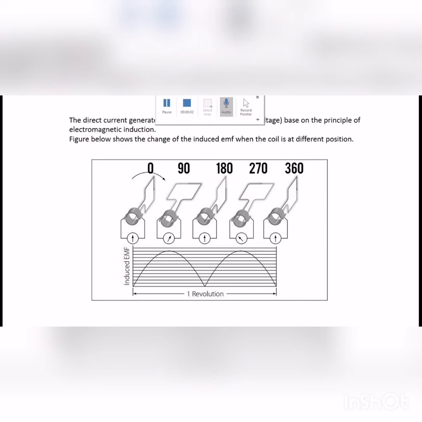Hi everyone, I'm Elise. As you can see, the figure below shows the change of induced EMF when the coil is at different positions. The direct current generator produces electric current or voltage based on the principle of electromagnetic induction.